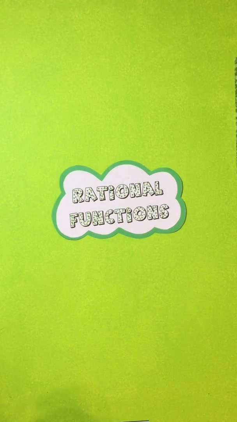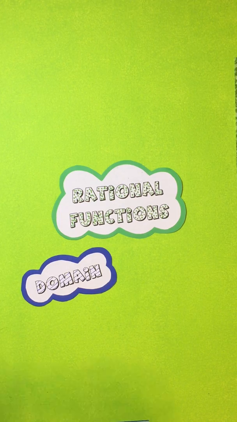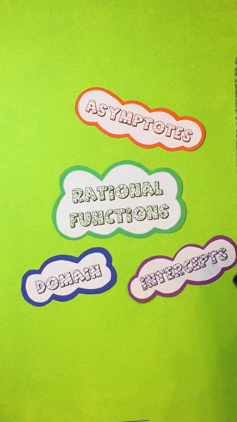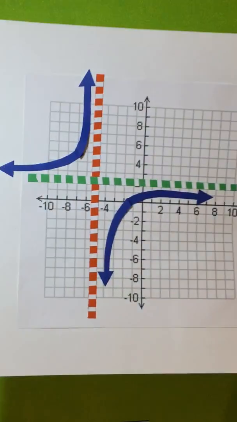Today, our focus is going to be on rational functions. What are they? How do we solve them? And how do we sketch their graph? So, rational functions contain three main parts. We have the domain, we have asymptotes, and we have intercepts. We're going to take a look at how all three of these things go together and create an incredible looking graph like this.